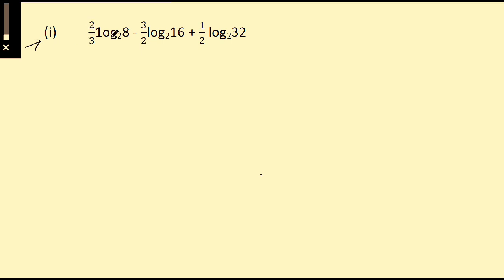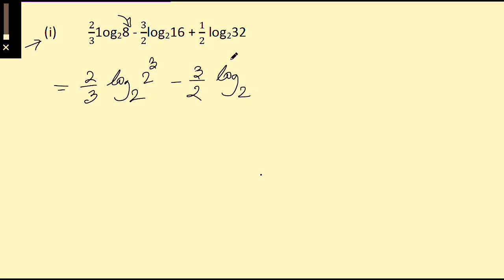Here question I, we have 2 over 3 log 8 to the base of 3. So we can write 2 over 3 times log of 8; instead of 8 we can write 2 cubed, right? Because 2 cubed will be 8, minus 3 over 2 log. Here we have 16. Instead of 16 we can write 2 to the power 4, plus 1 over 2 log. Instead of 32 we can write 2 to the power 5.